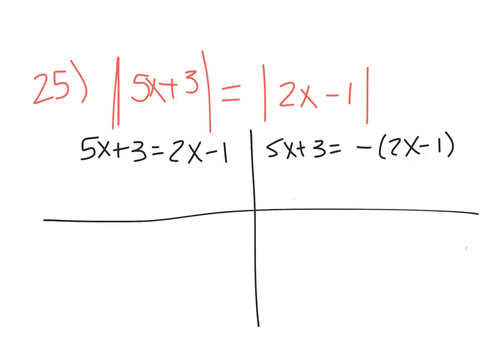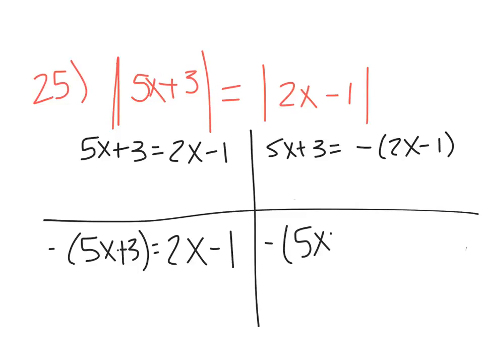Okay, but what else do you think might be another possibility? Okay, so if I had the negative of 5x plus 3 equal to 2x minus 1. Or what do you think our fourth option is? All of it is the opposite. Yes, all of it is the opposite sign. So that fourth option, again, we're not writing yet, is negative 5x plus 3 equals negative of 2x minus 1.